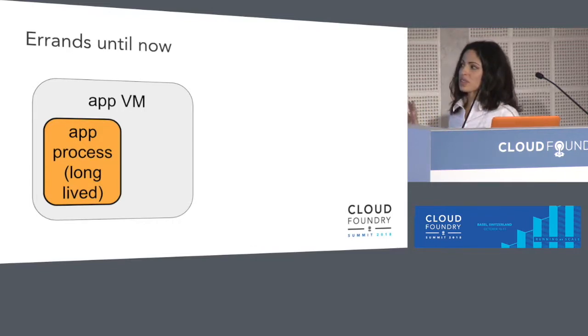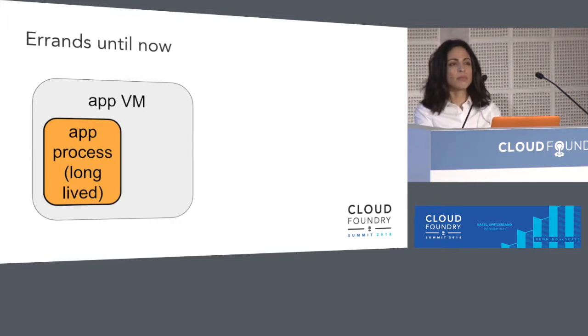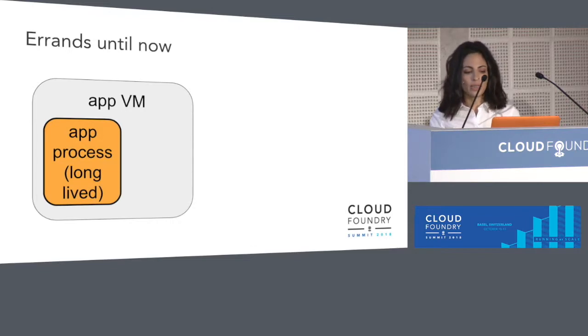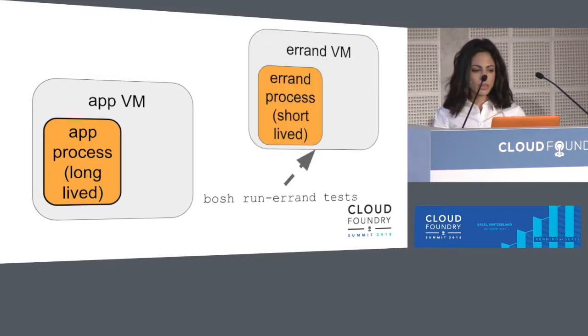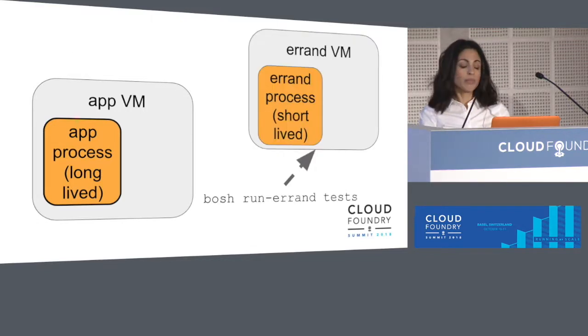So far, in the pre-co-located errands world, this is what a deployment with an errand would look like. Imagine that this is a very simple deployment that just has a long running job called app, and it also has an errand. At deployment time, BOSH would create the VM for the long-running instance and would run the process there. Now, when the moment comes for the errand job to run, the operator would invoke it, typically by running something like bosh run-errand tests, and then BOSH would go ahead and create a brand new instance, which means a VM for most of the cloud providers.